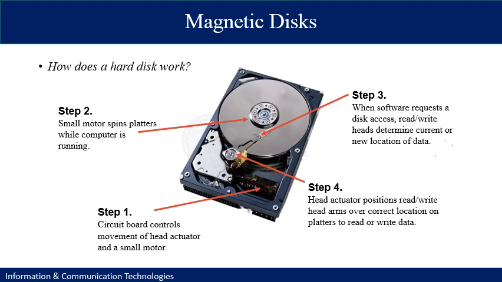So when a software requests some disk access, read write heads determine the current or the new location of the data. So when the data information is accessed, the head actuator positions the read and write head arms over the correct location on the platters to read and write data.